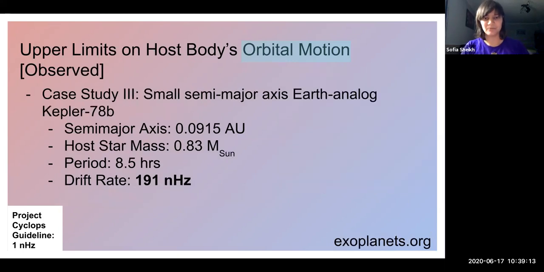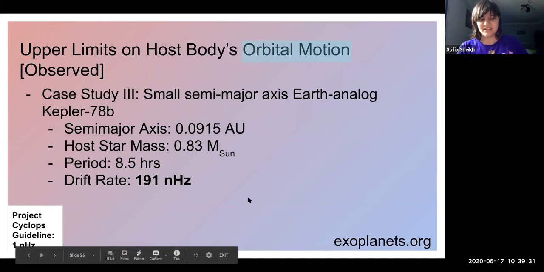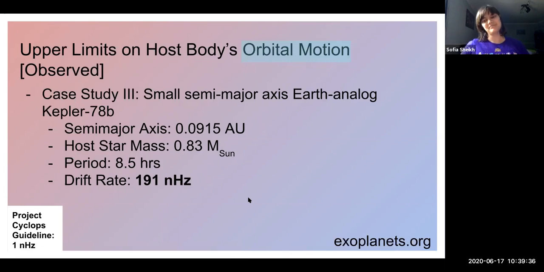And finally, one more case study. What about all of these really compact systems that we've been discovering around red dwarfs? So one M dwarf system is Kepler 78, which has a planet, Kepler 78b, with the parameters I've shown here. And it's orbiting with an 8.5 hour period. So just zooming around its host star, very, very close at 0.09 AU. So super, super close to its host star.